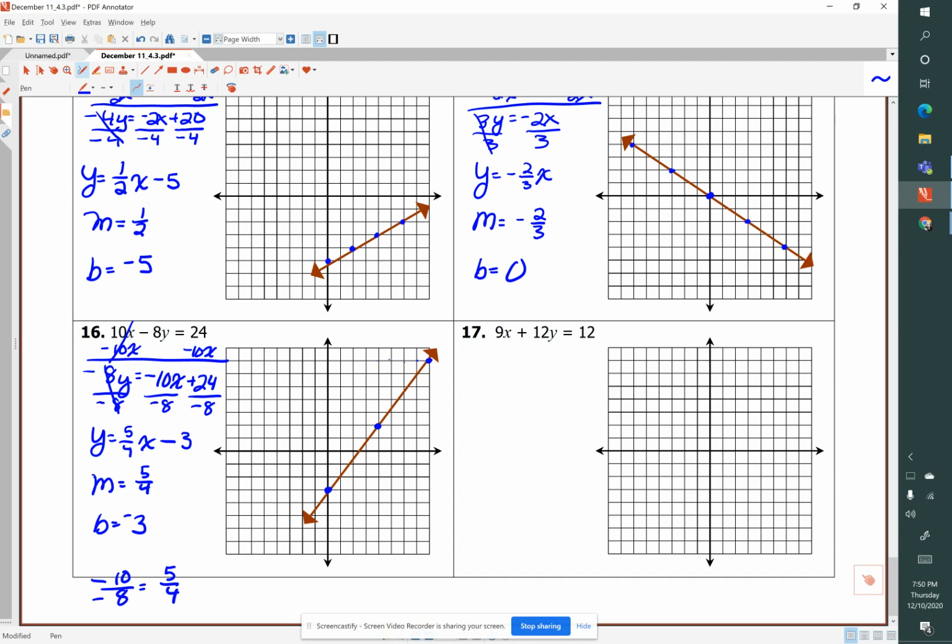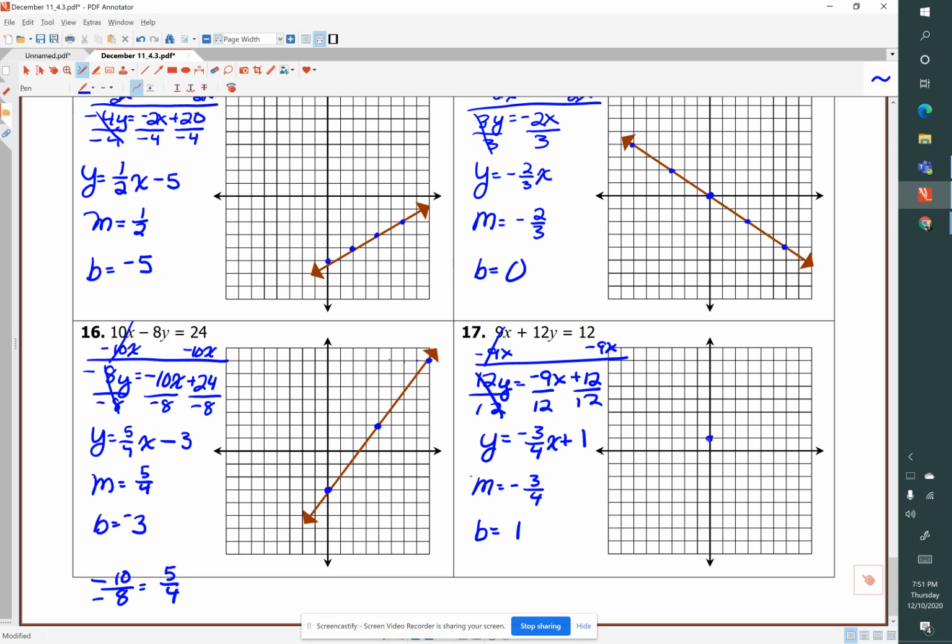In the last problem for today, we'll subtract 9x from each side, which will leave us with 12y equals negative 9x plus 12. And now we'll divide everything by 12, which leaves us with y equals, we're going to take that negative 9 and reduce it to negative 3 over 4x plus 1. 12 divided by 12 is 1. So the slope is negative 3/4, and the y-intercept is 1.